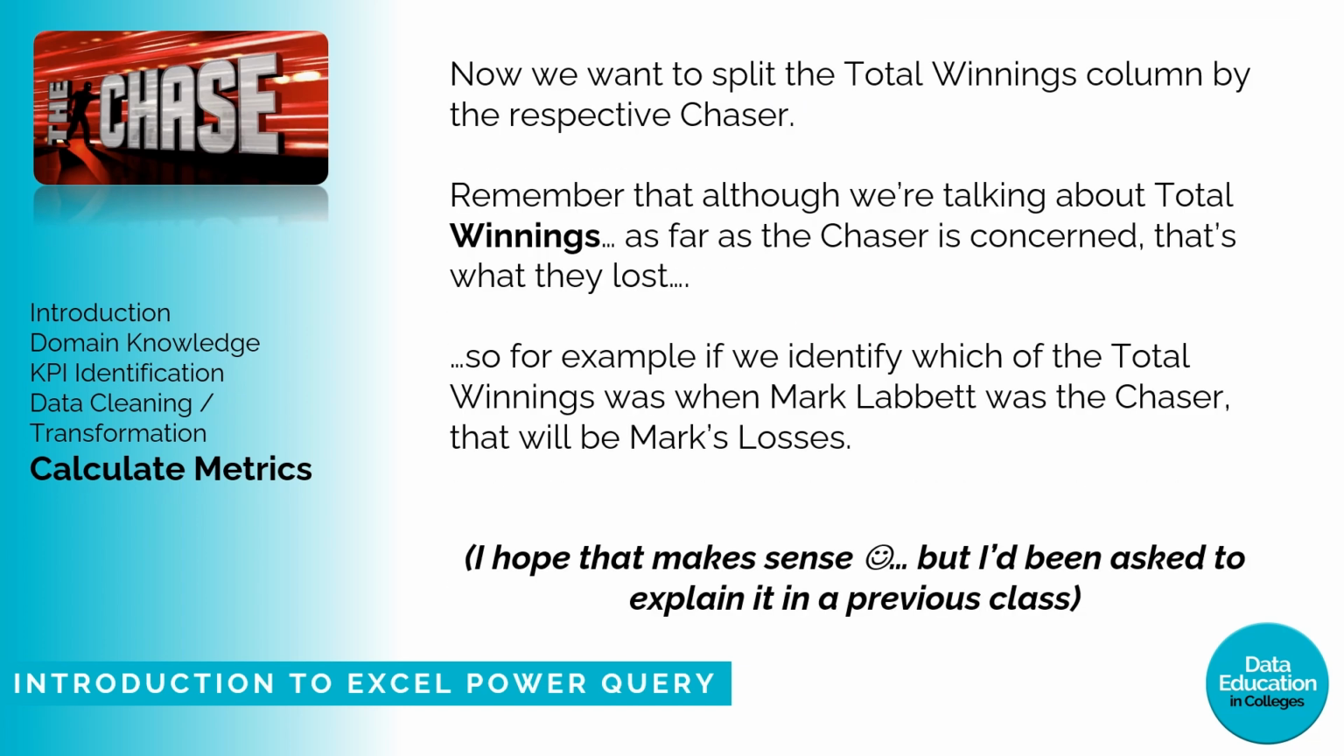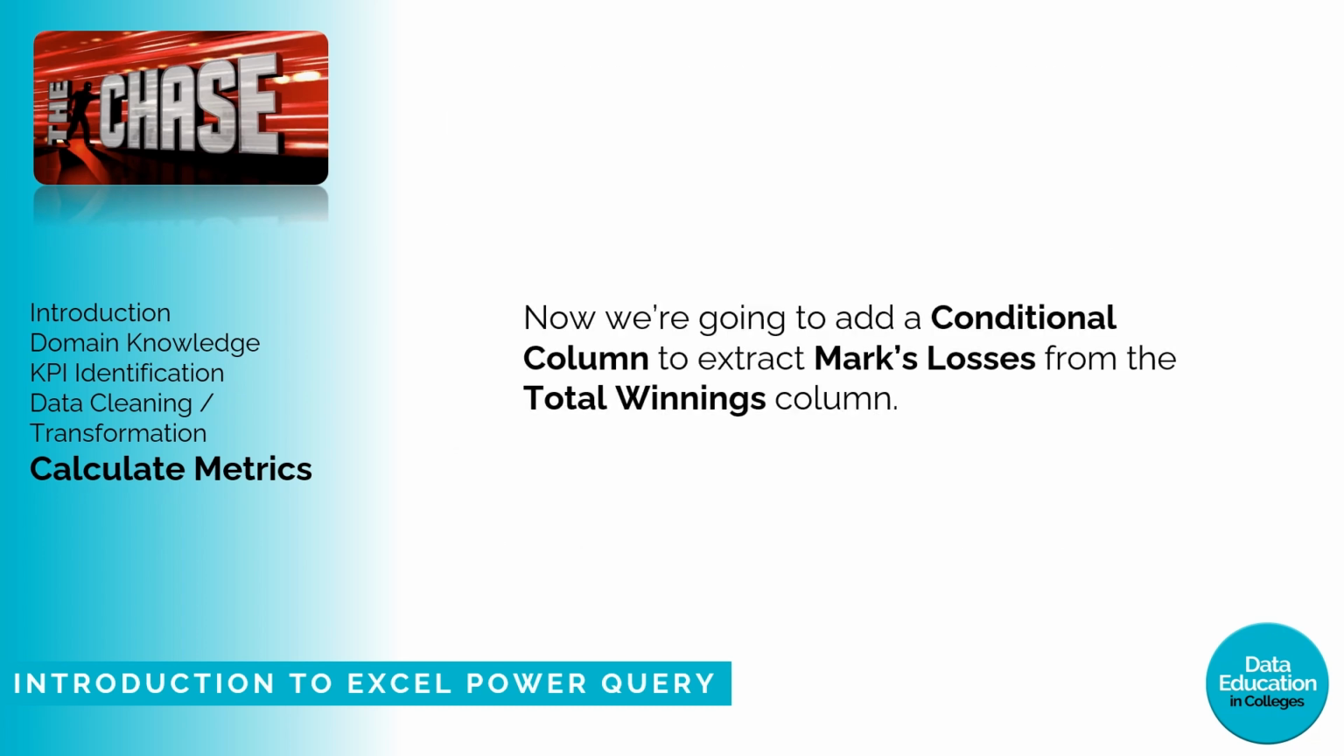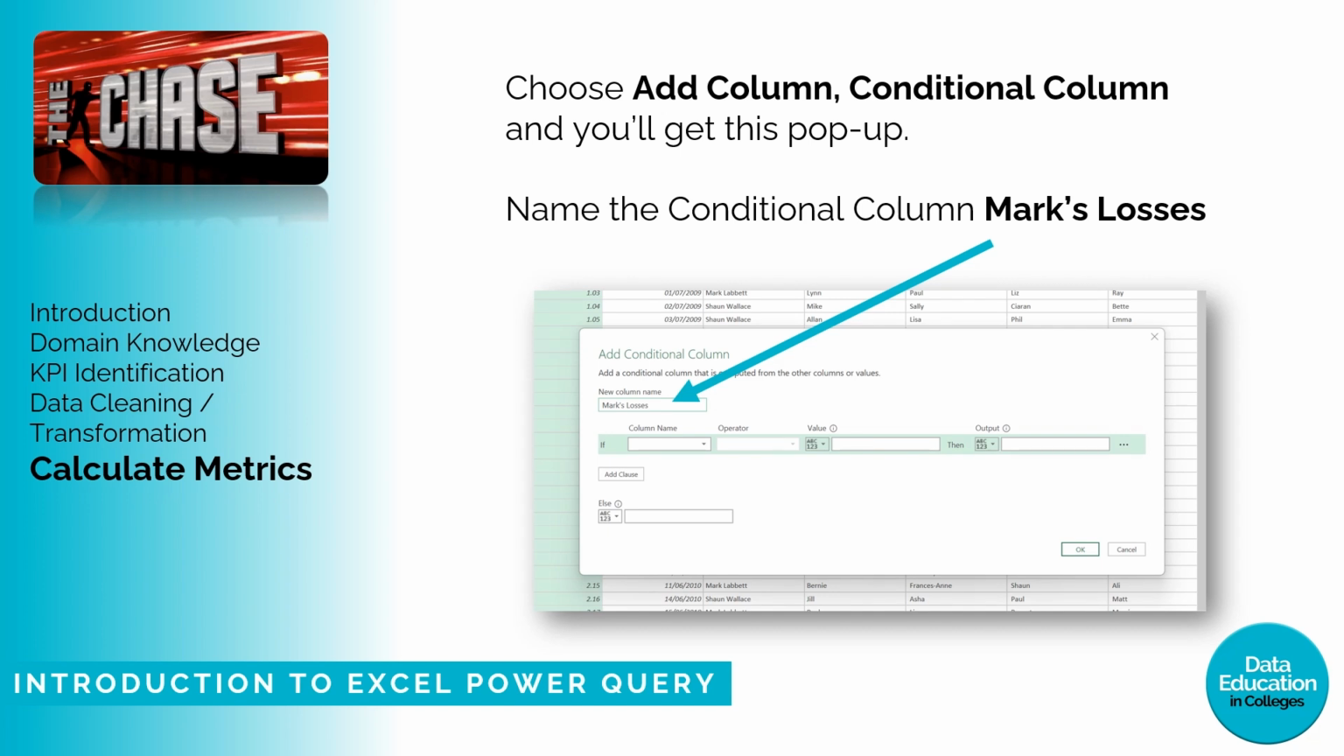Now we want to split the total winnings by the respective chaser. Remember, although we're talking about winnings, as far as the chaser is concerned, that's what they lost. So we're going to create a conditional column to extract, firstly, Mark's losses from the total winnings column. Add column, and this time choose conditional column and rename to Mark's losses.